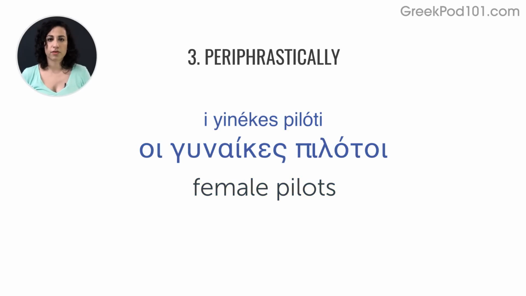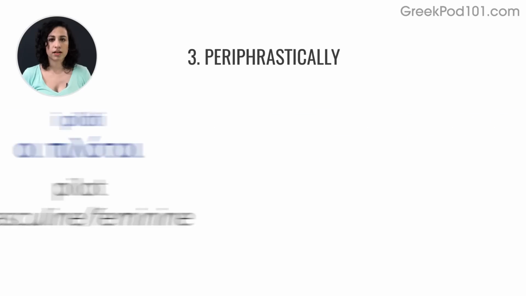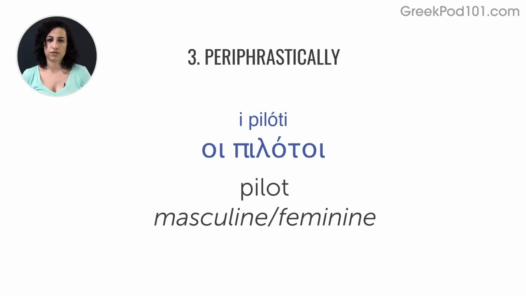This is used mainly for the plural feminine versions of the two gendered nouns because, although in singular the article helps distinguish the genders, for example, ο πιλότος, masculine, η πιλότος, feminine, in plural the article is identical for the two genders, οι πιλότοι, masculine and feminine.